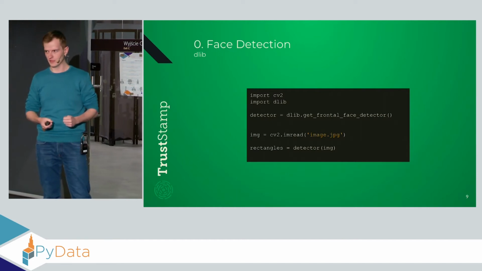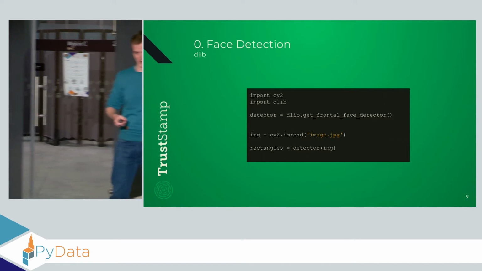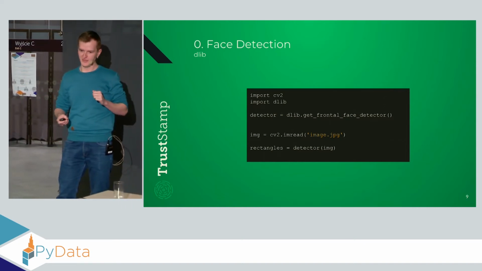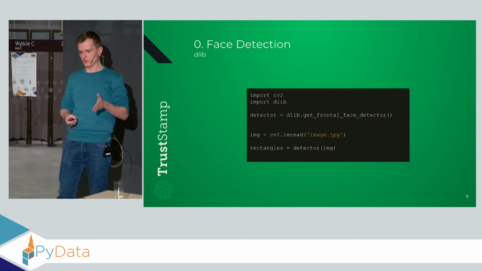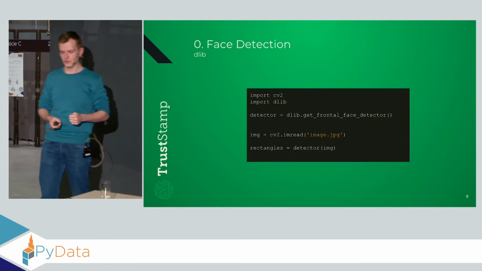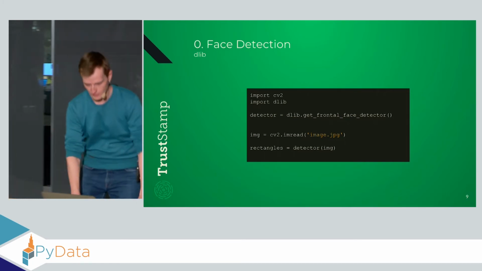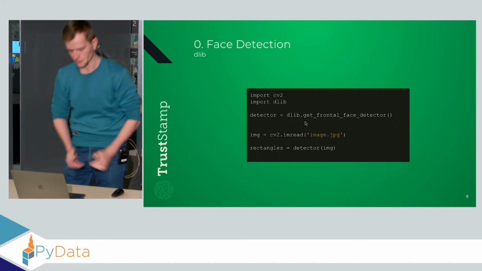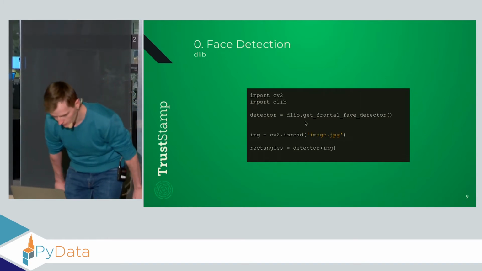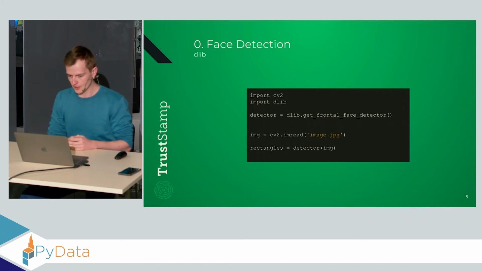So how to implement that in Python and dlib? That's pretty simple. Import dlib, import OpenCV. With the mouse, you just import the stuff that we need. We create a get_frontal_face_detector object, we load an image, and we use the detector to detect faces.